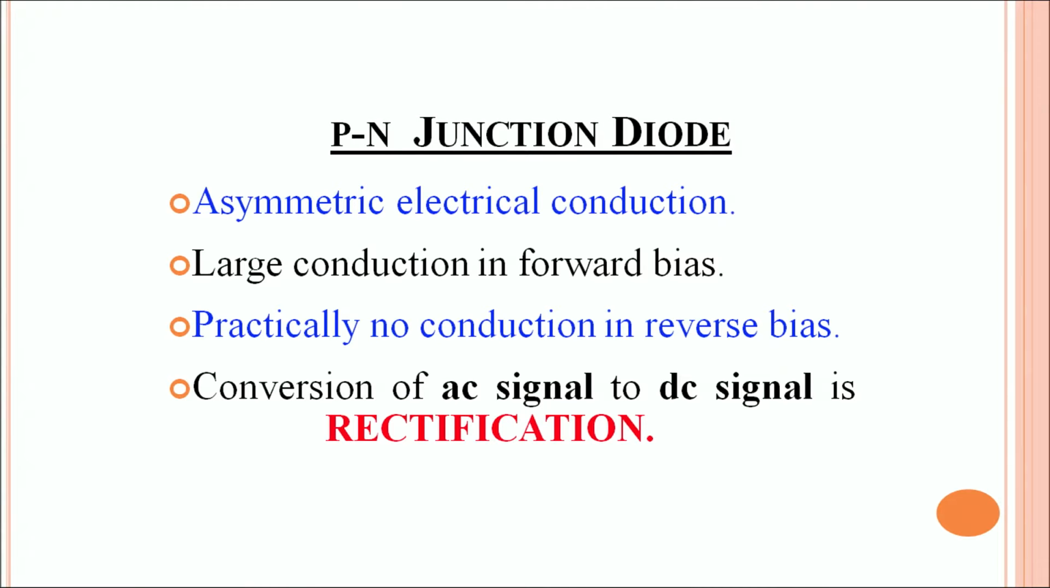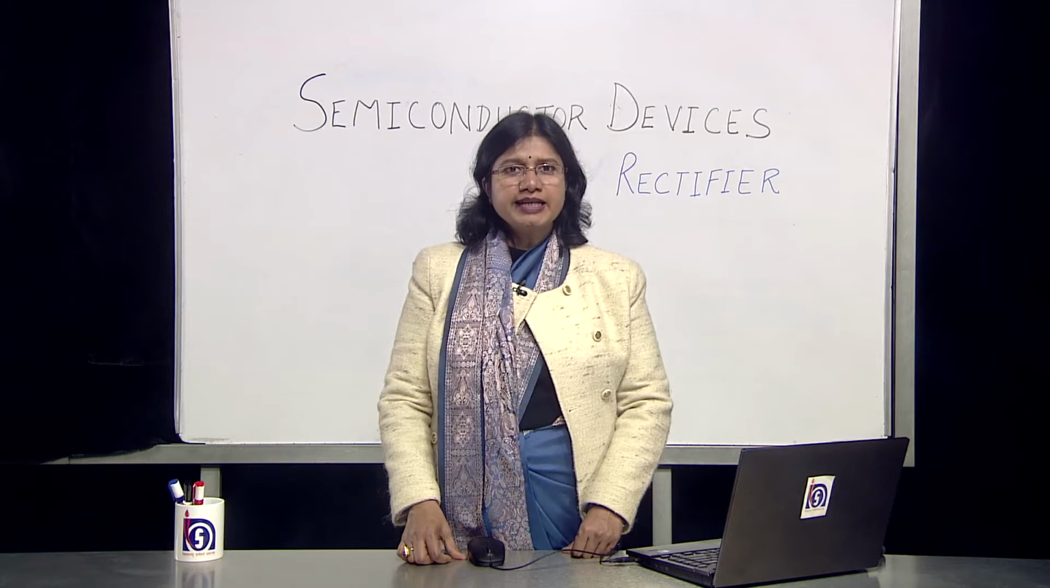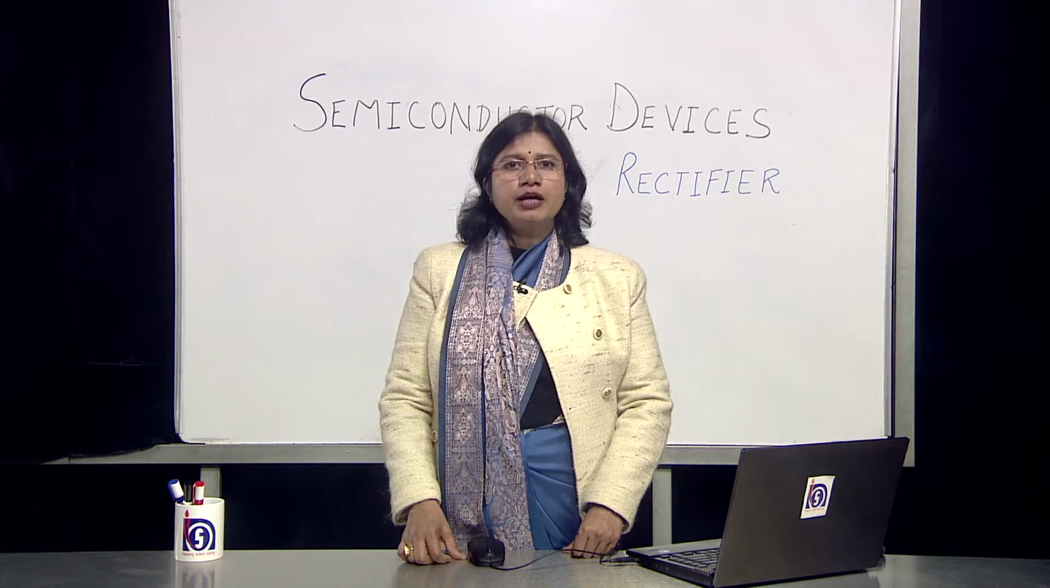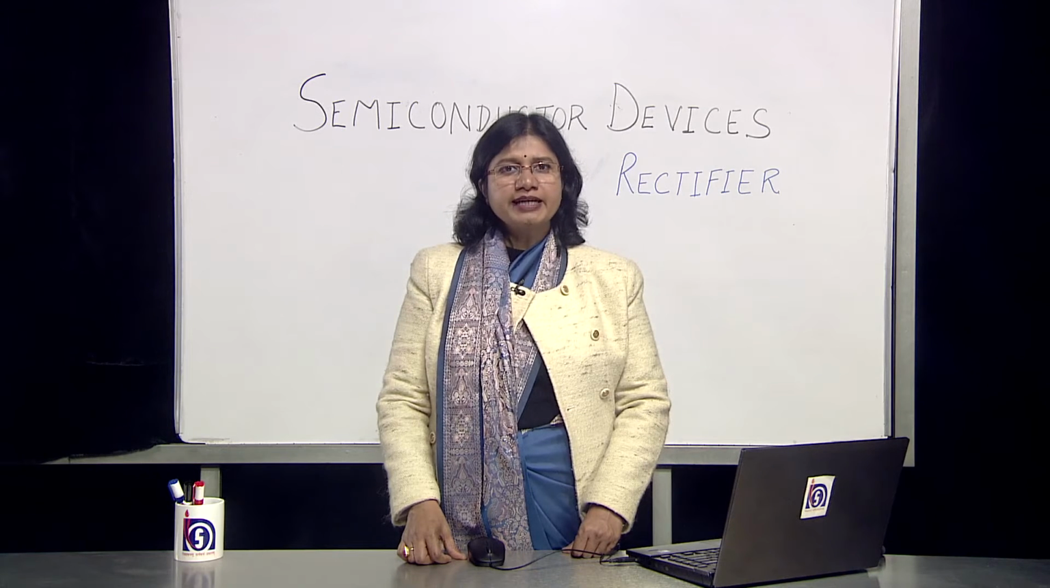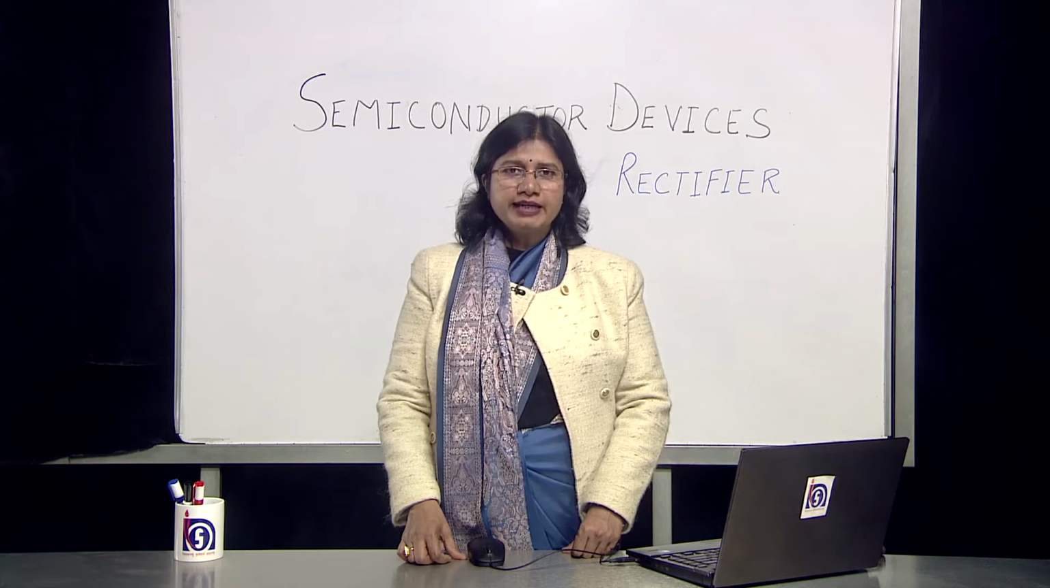Rectification means that we want to convert an AC signal to a DC signal. As you are aware, in our households we receive AC electric current at a frequency of 50 Hertz. By this, we mean that within a second, 50 times we are going to have a positive cycle and 50 times we are going to have a negative cycle.